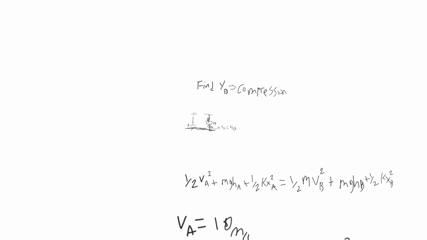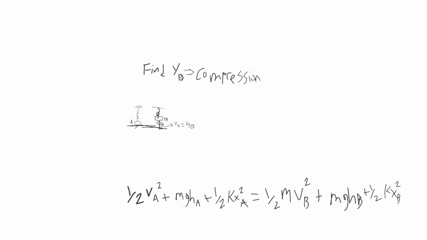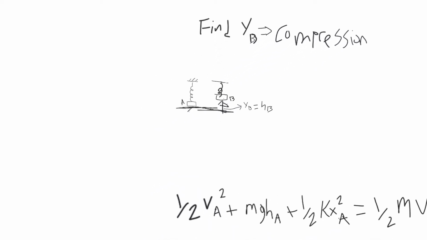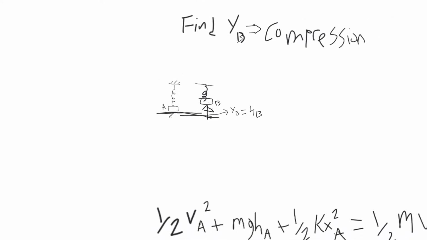Okay, so for this last example, for the notes, we're asked to find the compression, given this situation with a spring. The compression we're really looking for would be this part right here, the HB, which would be the height, given that this is the floor.